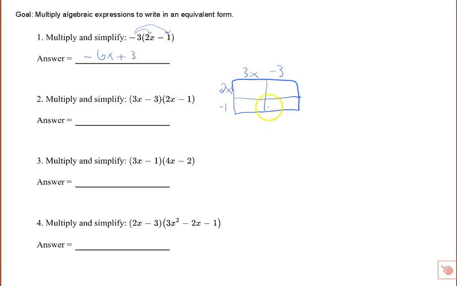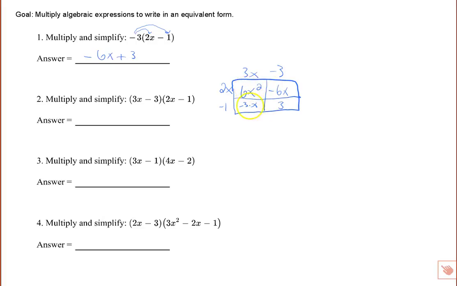And now I can multiply them in pieces that I arranged by these four quadrants. So 3x times 2x is 6x squared. This quadrant right here would be 2x times -3, which is minus 6x. 3x times -1 is minus 3x. And -3 times -1 is positive 3.